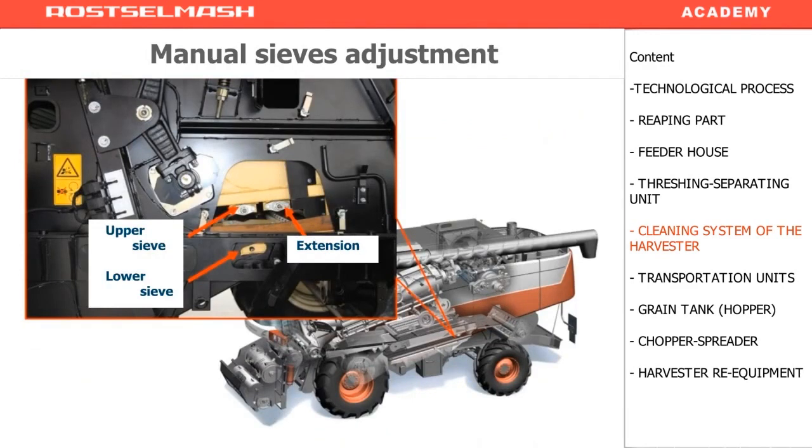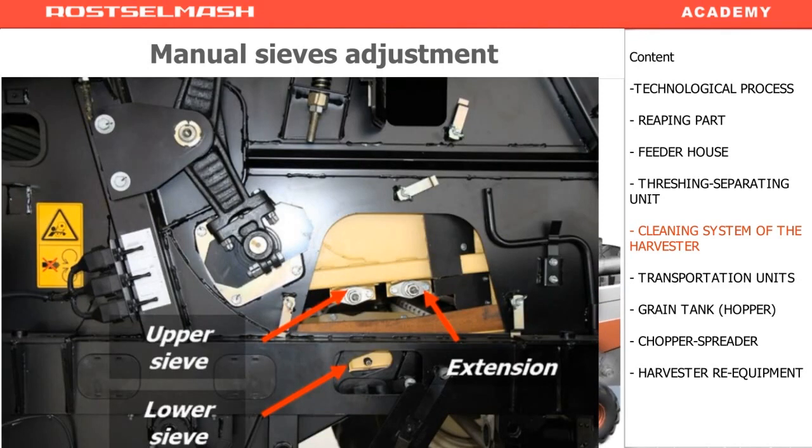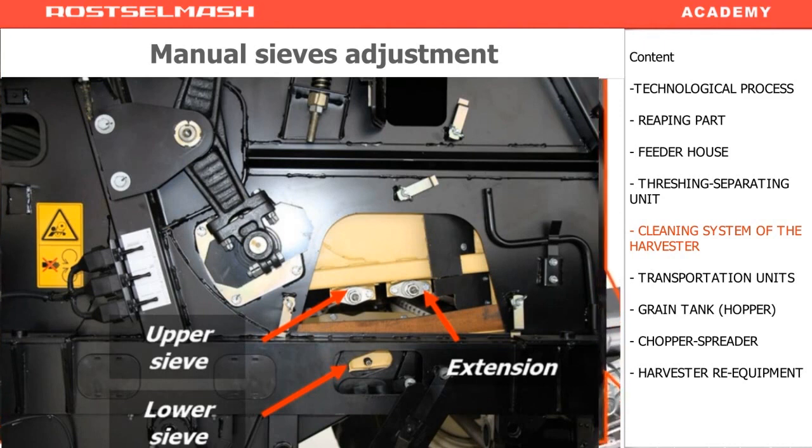The sieve's clearances are adjusted from the cab. That's one of the ways you can do it. You can use the buttons on the control panel. The clearance adjustment buttons can also be found on the display. Here on the left side, there is also a switch for controlling the sieve's clearances. They're used in case the electrical part malfunctions.